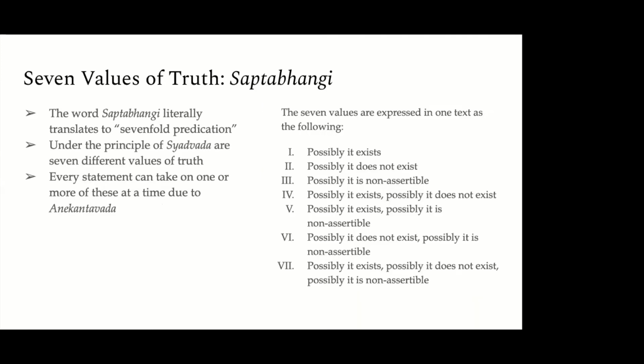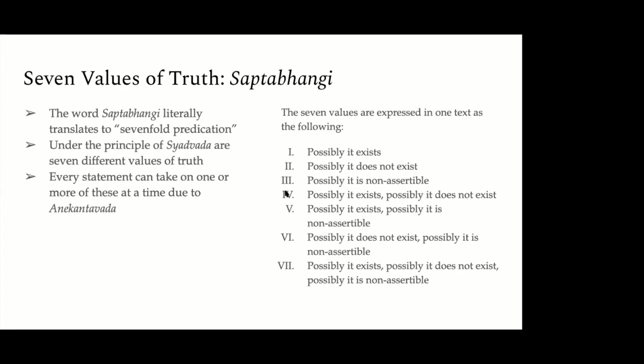So the Jain have developed a system called Saptabhangi, which means the 7-fold predication. In other words, 7 different values of truth. And because of Anekantavada and Syadvada, statements can take on multiple of these truth values at once.